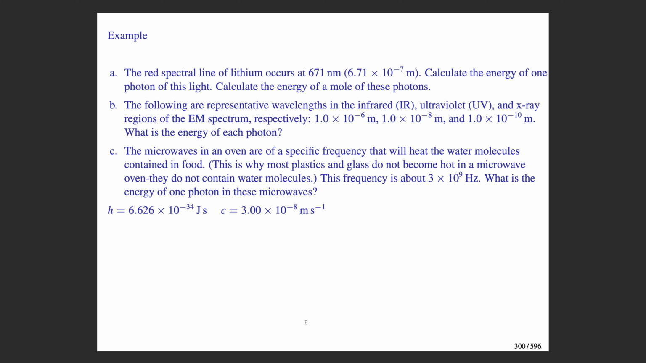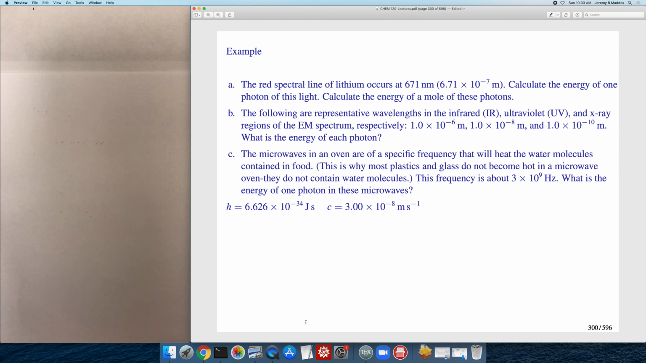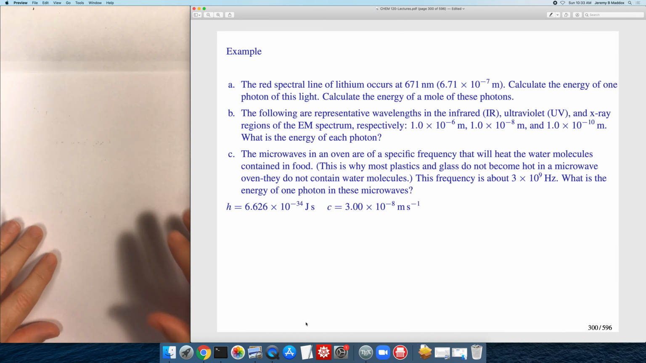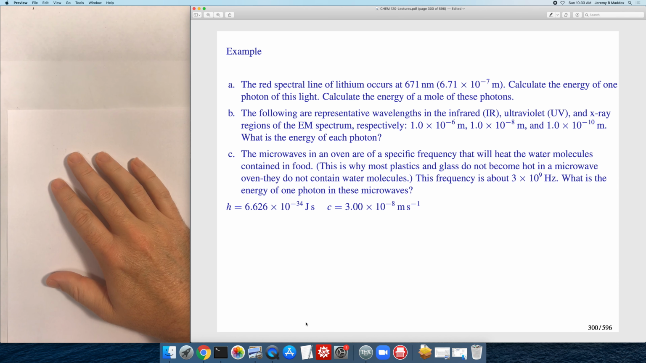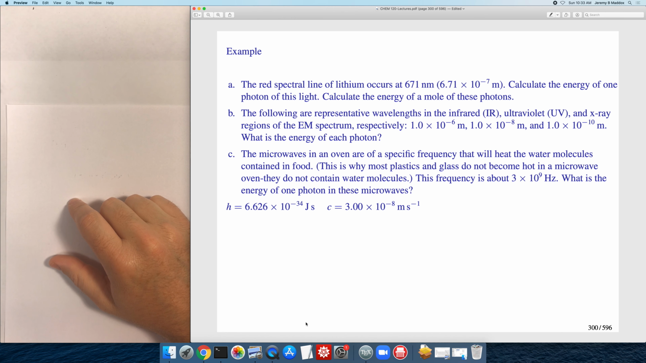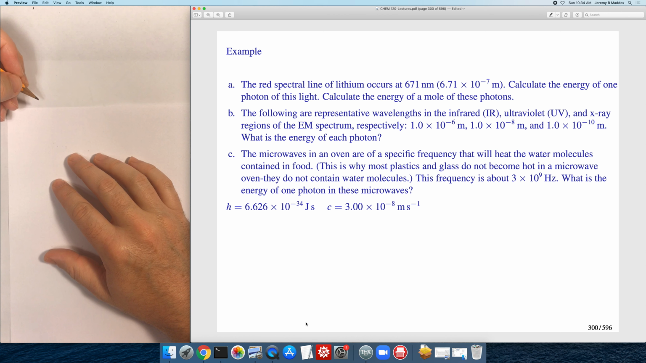Well, here's some conceptual questions. Well, no, these are actually quantitative problems that we need to be able to solve. We need to be able to calculate the energy of a photon. And so here we're talking about red light coming from excited lithium. Here we've got a wavelength of 671 nanometers, and we're being asked to calculate the energy of a photon of red light. And then the follow-up question, calculate the energy of a mole of these photons.